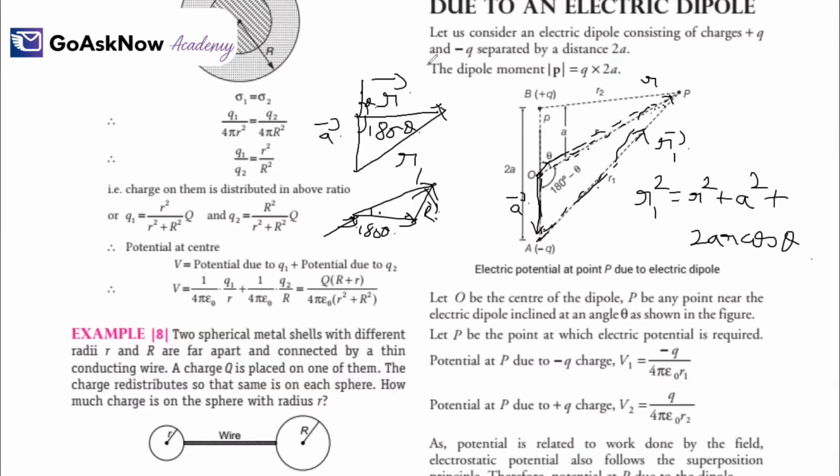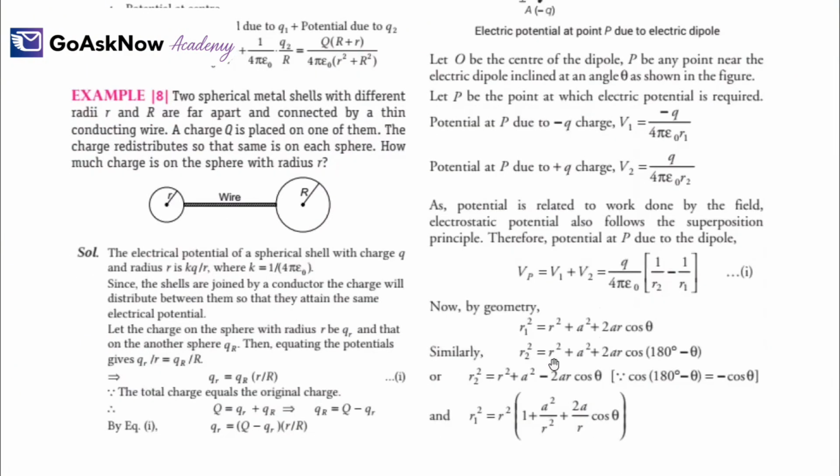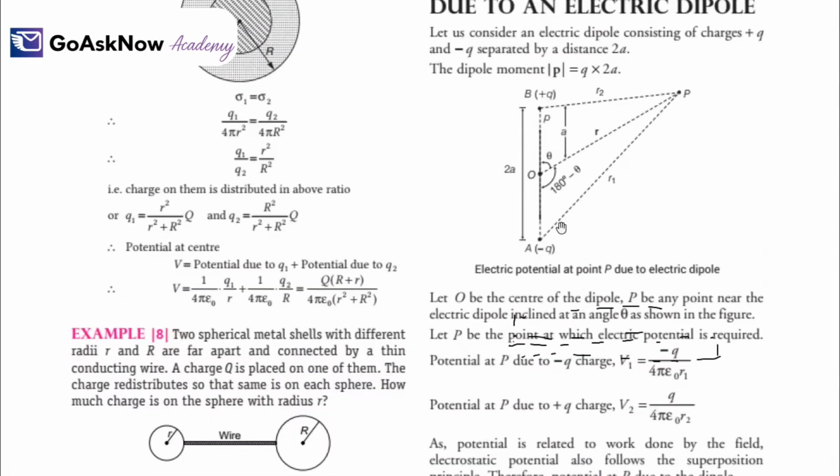Now let's calculate this equation, and I will clear the drawing. So by geometry and by that vector equation, this is coming like this, and your R2 square will come as R square plus A square plus 2AR cos (180 minus theta). This is also due to vector addition. You can observe here that this one is your R2 vector.